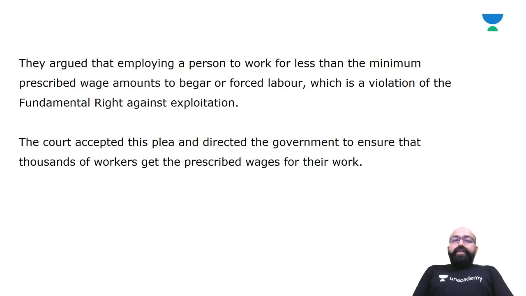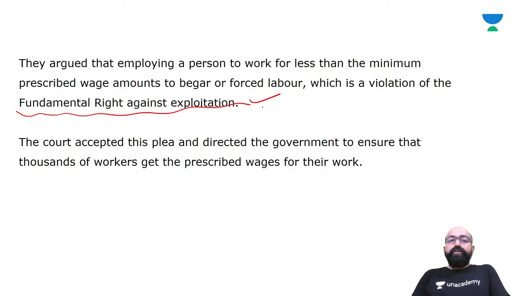They argued that employing a person to work for less than the minimum prescribed wage amounts to beggar or forced labor, which is a violation of the fundamental right against exploitation. The court accepted this plea and directed the government to ensure that thousands of workers get the prescribed wages for their work.